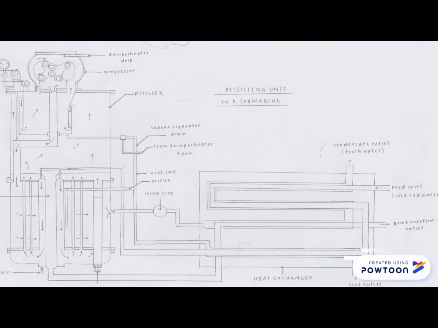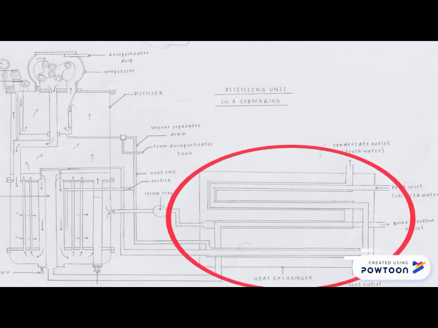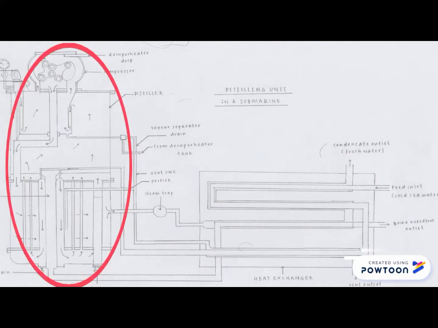First, we have to understand that there are two main parts in this system. One is the heat exchanger. The heat exchanger can recycle the heat to preheat the cold seawater. This can efficiently reduce the energy consumption of the electric boiler. The second part is the distiller, which consists of a compressor to distill seawater.